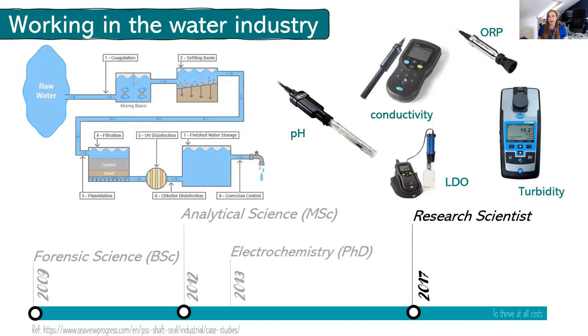From there, I have now transitioned into working in the water industry. We often take it for granted just how many processes go into getting the clean tap water that we drink every day out of our taps. On the left-hand side here is an outline of some of the processes that go on behind the scenes to get our clean drinking water. Most of these are chemical steps. And in the water industry, some of these techniques on the side here, so measuring pH, luminescent dissolved oxygen, conductivity, turbidity, and oxidative reduction potential, are all measurements that we're taking behind the scenes to make sure that our water is safe.